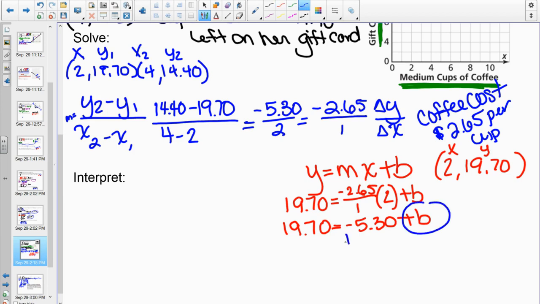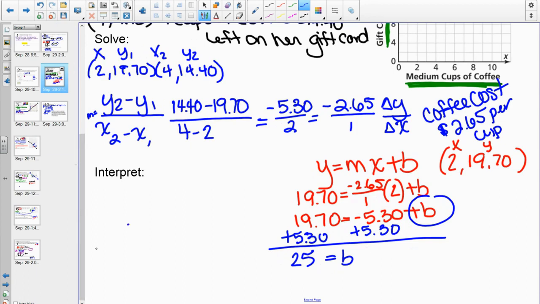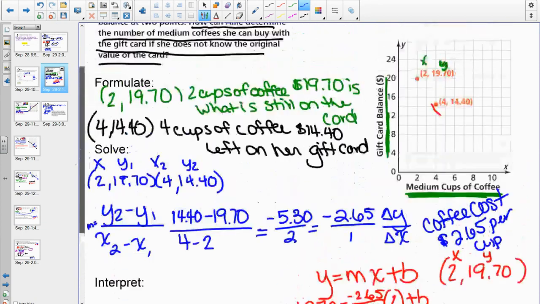So I'm going to add $5.30 to this side, add $5.30 to this side, which mathematically makes sense because this is 2 coffees sitting here. So if I want to go back to the original, I'm going to add that back to what the balance was. So quickly add this. I get 25 equals b. So go back to the question here so we can interpret.